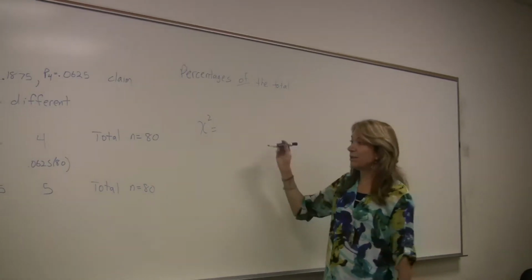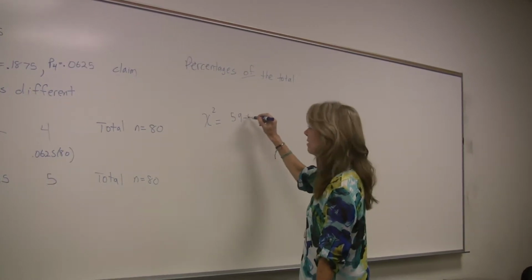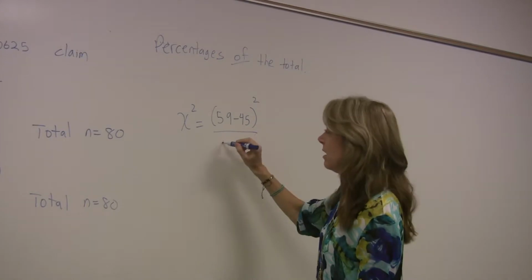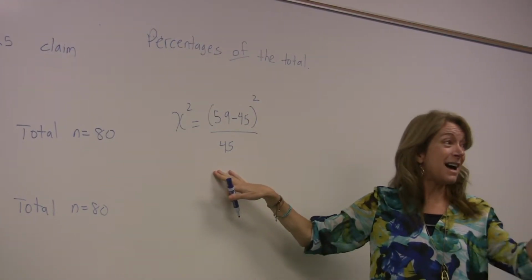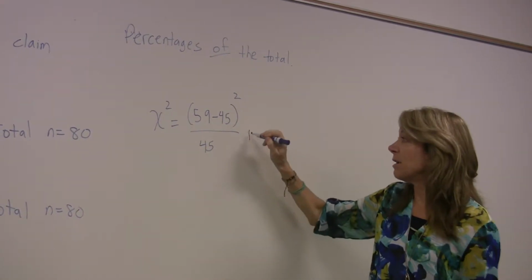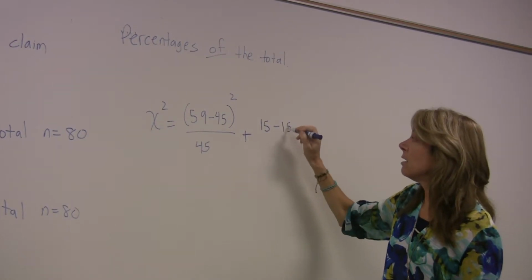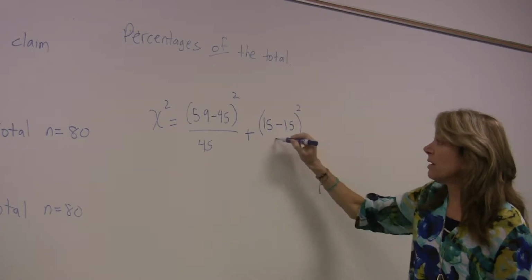Observed minus expected. So for the first category, it would be 59 minus 45, squared, divided by 45. It's going to change for each one, which is why I wanted to write it out this time. Because the next one is plus, each one. Yeah, we add each one.